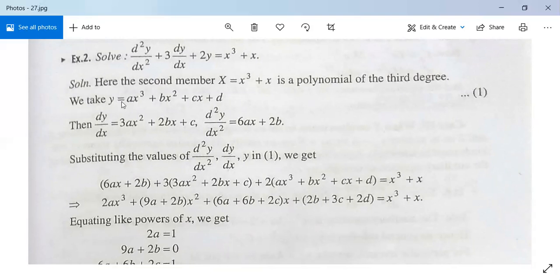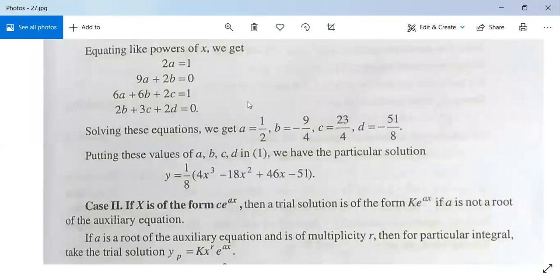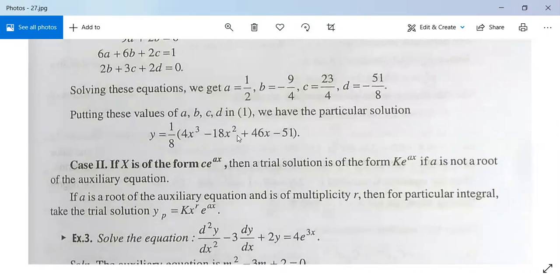You can evaluate your complementary function as earlier. Its auxiliary equation will be m square plus 3m plus 2 equal to 0. After factorizing, we get m plus 1 into m plus 2 equal to 0, so m is equal to minus 1 and minus 2. So the complementary function will be c1 e to the power minus x plus c2 e to the power minus 2x. Add this complementary function to the particular integral, equate to y, and that will be your complete solution.